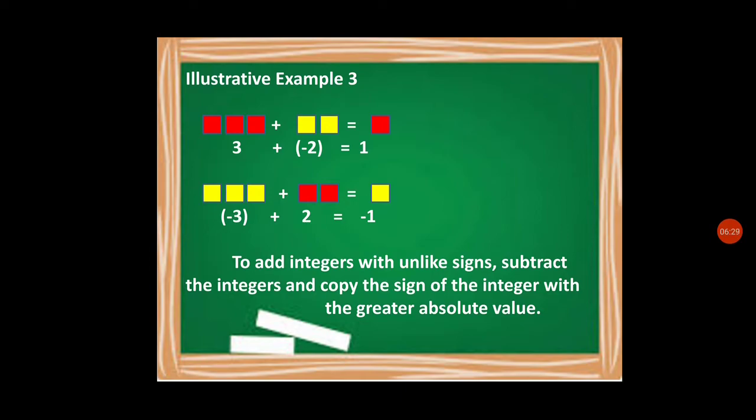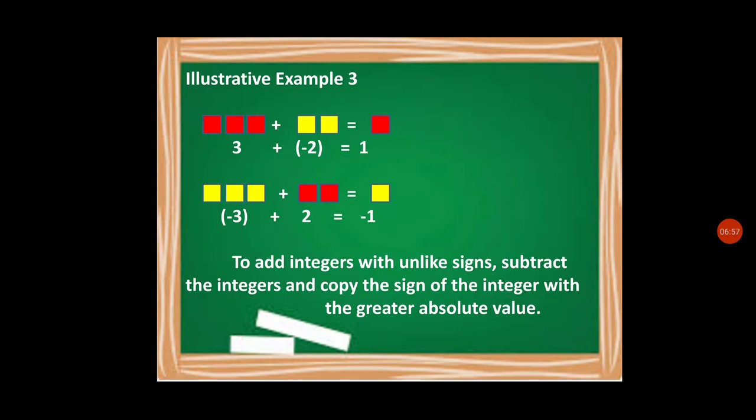Next, we have 3 negative tiles plus 2 positive tiles is equal to 1 negative tile. Therefore, negative 3 plus 2 is equal to negative 1. So again, we have to put away 2 red tiles. Then we are going to put away 2 yellow tiles. Then what is left is 1 yellow tile, which represents negative number.